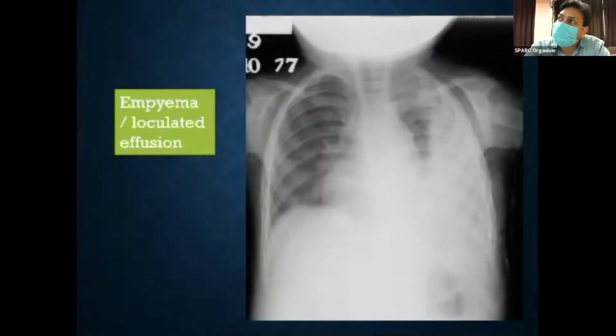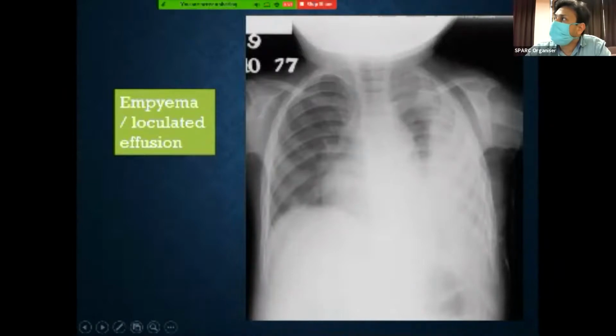Sometimes this effusion may be loculated, like in cases of empyema and loculated effusion, and they will produce opacities which are pleural-based or chest wall-based opacities, and they can also be seen.